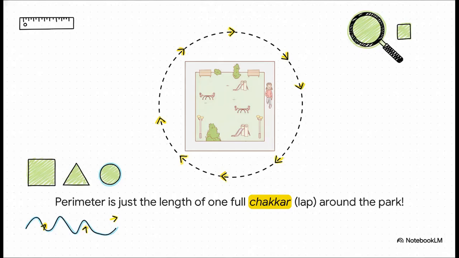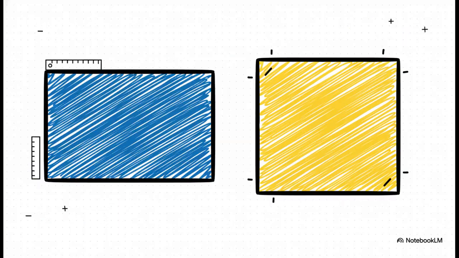And look at this. This image makes it crystal clear. You see this girl running? The perimeter is just the distance of one full chukker, one full lap around the park. That's it. Simple, isn't it? Now, for your exams, you really just need to focus on two main shapes, the good old rectangle and the square. Let's quickly see how to find the perimeter for each of them.